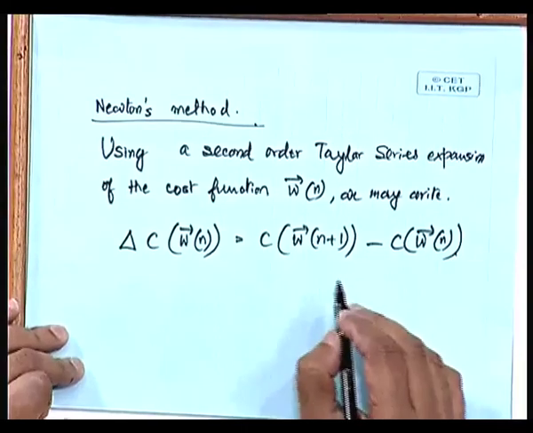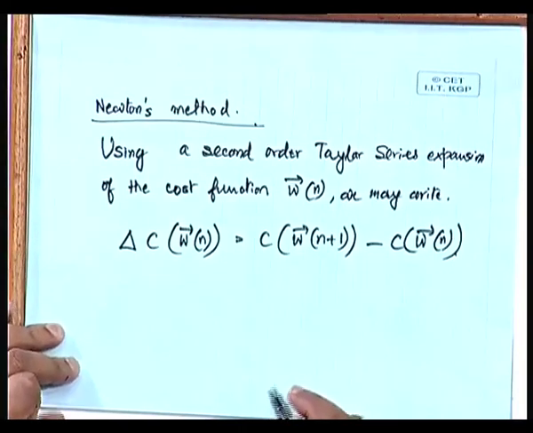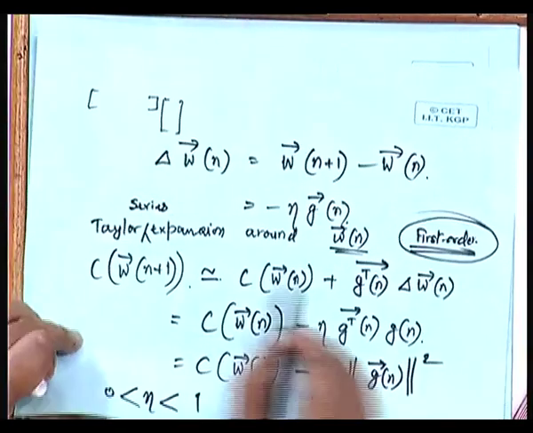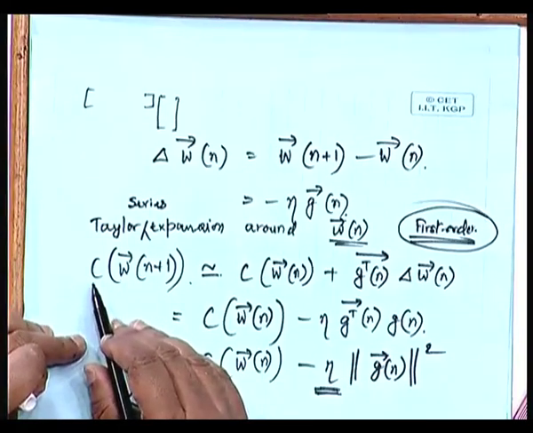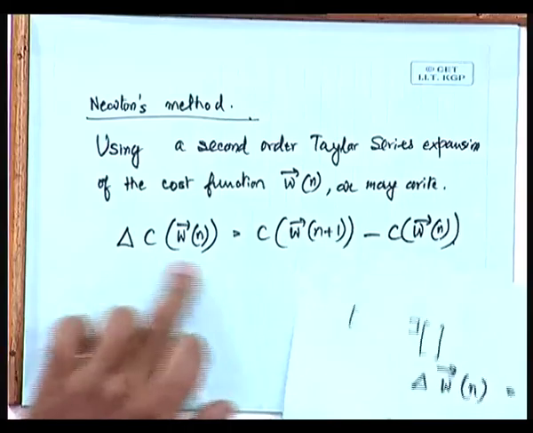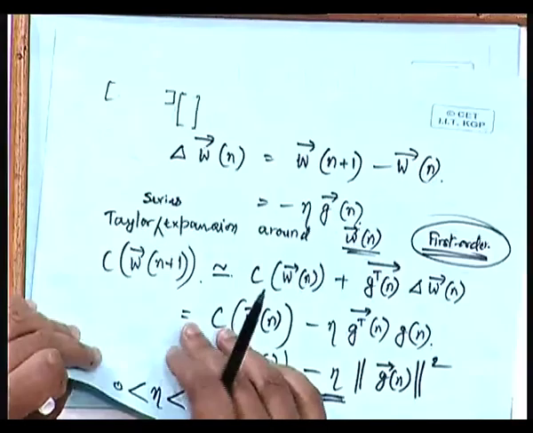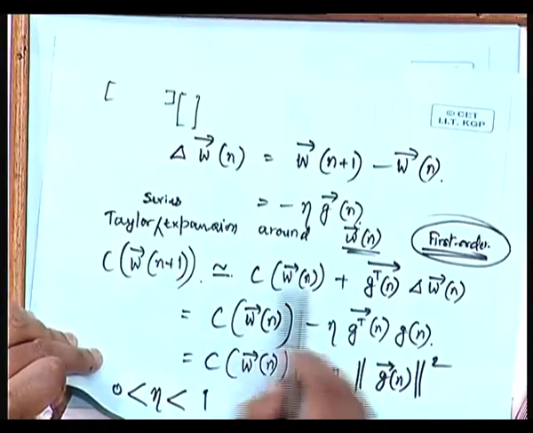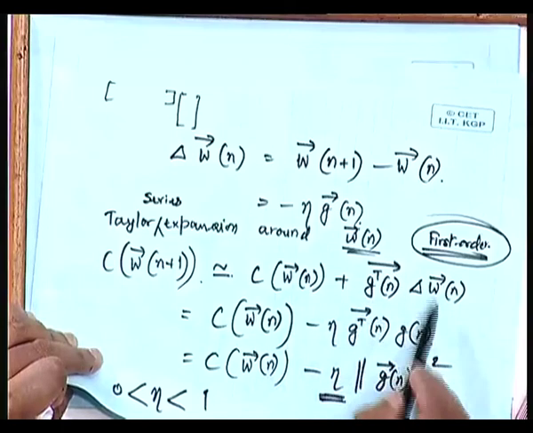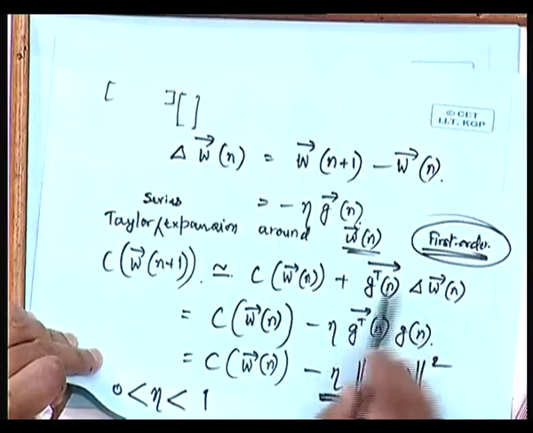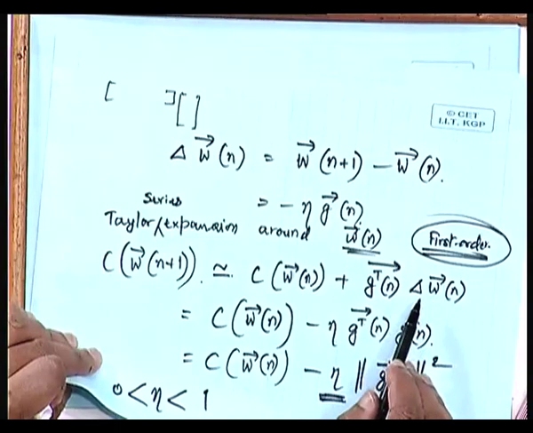So this is the cost difference, and in the earlier case also it was a cost difference only. In the earlier case, delta C of W n was C of W n plus 1 minus C of W n, which was simply the first order term. So G transpose n delta W n was the only term in delta C, but in this case this G transpose n delta W n will remain, and with that we will have a second order term, right. So, what is that?